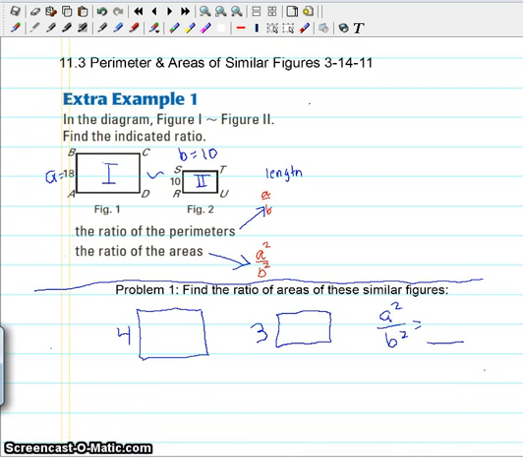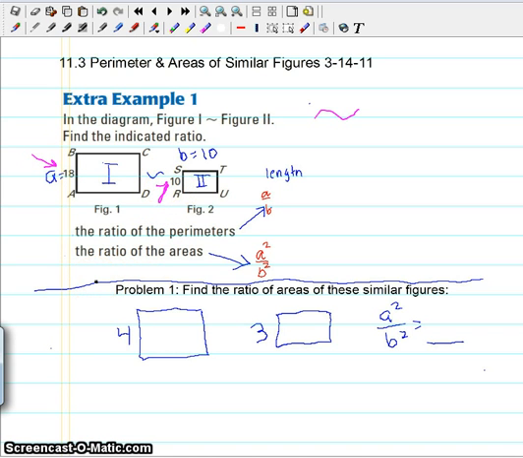So we have an example here. In the diagram, figure 1 and figure 2 are similar. Remember this funny little sideways S means similar. So on figure 1 we have a side length over here of 18, and on figure 2 the corresponding side length is 10.